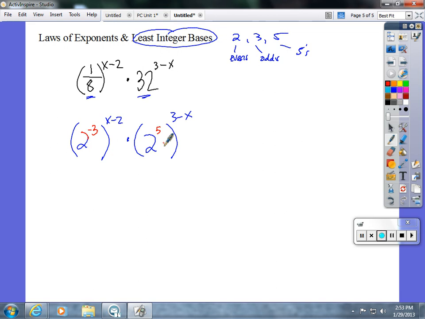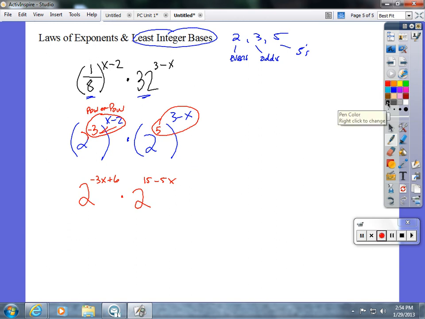And then I begin the process of simplifying with properties of exponents. Power of powers says I multiply those. So I end up with 2 to the, make sure you distribute, negative 3x plus 6. Over here, same thing. Power of powers means I distribute. So I end up with 2 to the 15 minus 5x.